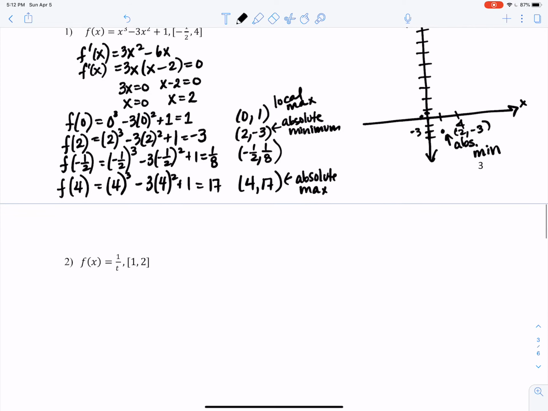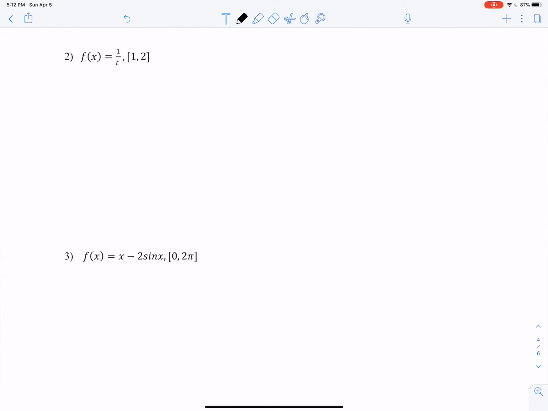All right, let's look at another example. I have f of t equals 1 over t. And my first step is to take the derivative and set it equal to 0. So I'm going to rewrite f of t as t to the minus 1. And then f prime of t equals negative t to the minus 2, which is negative 1 over t squared. So I've taken the derivative. The next step is to set it equal to 0.